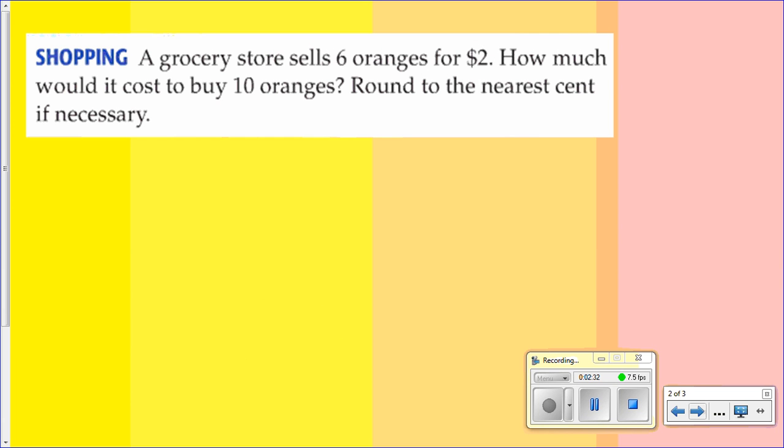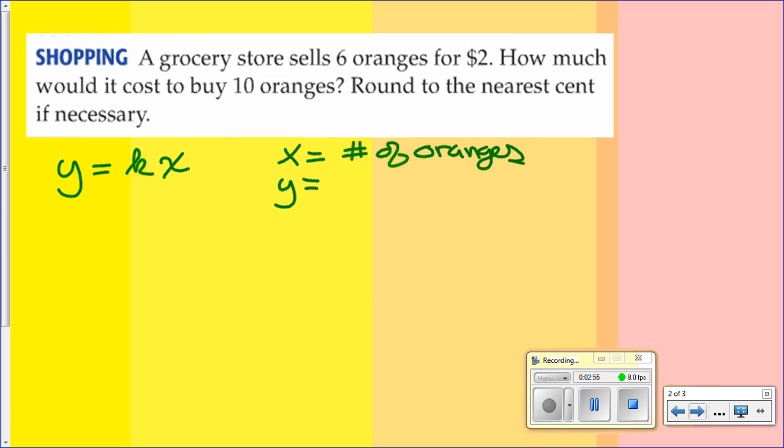All right. A grocery store sells oranges for $2. How much would it cost to buy 10 oranges? Okay, so I've got y equals kx again. I need to decide what my x and my y are. So this time, let's let x be the number of oranges, and we'll let y be the cost, okay? So I know that I am going to get 6 oranges for $2. So $2 is going to get me 6 oranges, right?